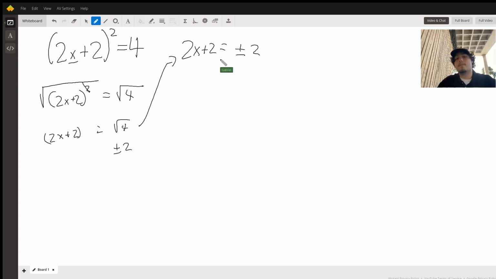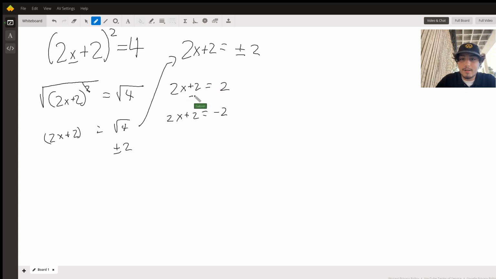Now we can actually split this up into two separate equations. We can solve for 2x + 2 equals regular 2, and 2x + 2 equals negative 2. These are going to be the two solutions for x. So let's start with the first one. We have 2x + 2 is equal to 2. So let's try to isolate this x.